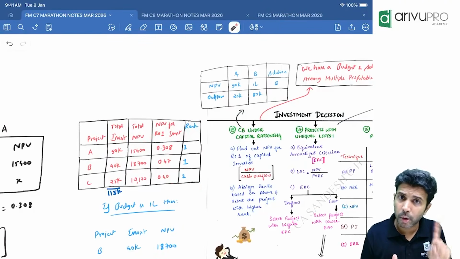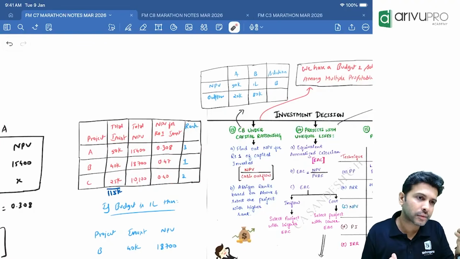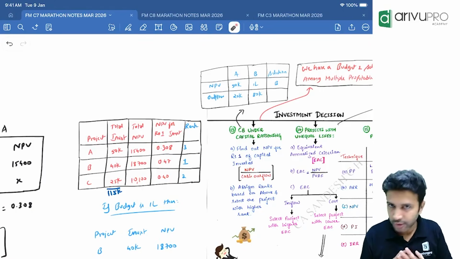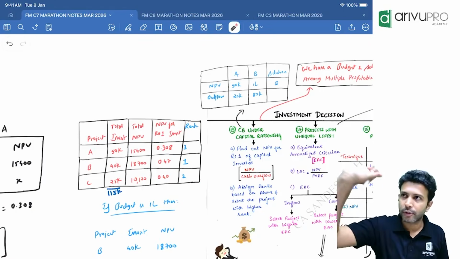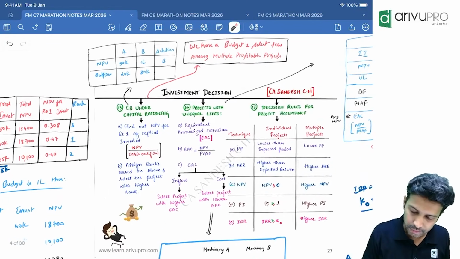And check if the project is divisible or not. If it is divisible, it means part of the project is also acceptable. If it is not divisible, it means either you have to accept full or reject full. Part in between is not acceptable.